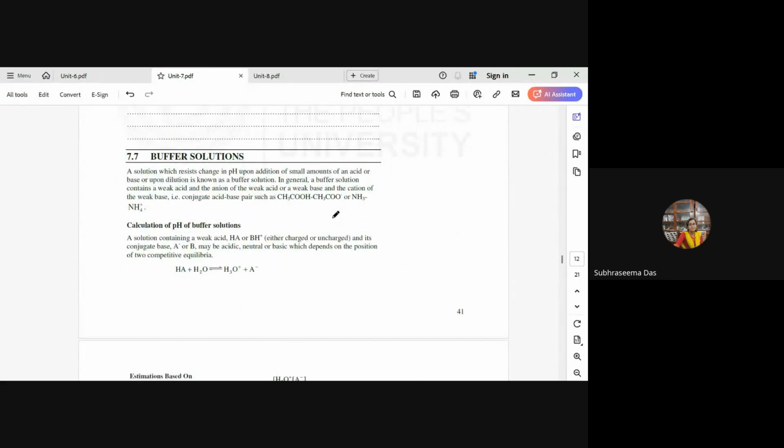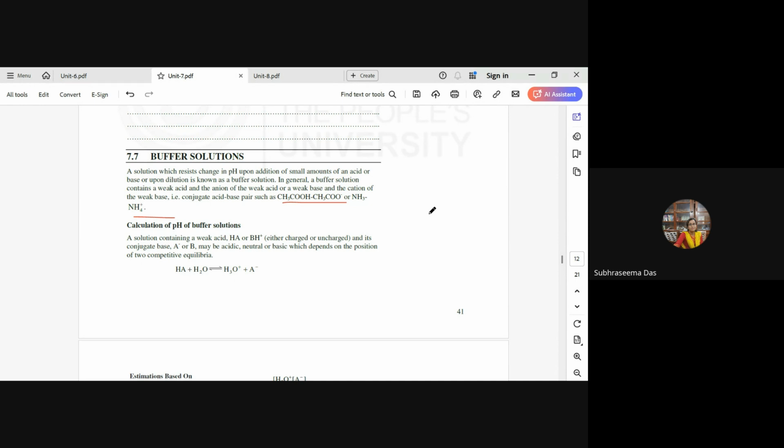Now coming to buffer solutions. So what are buffer solutions? A buffer solution is one which resists change in pH upon addition of a small amount of an acid or a base, or upon dilution. Such types of solutions are called buffer solutions. In general, a buffer solution contains a weak acid and the anion of the weak acid, or a weak base and the cation of the weak base, that is, a conjugate acid base pair, such as acetic acid and acetate ion, or ammonia and NH4 plus. Such conjugate acid base pairs usually form buffer solutions.